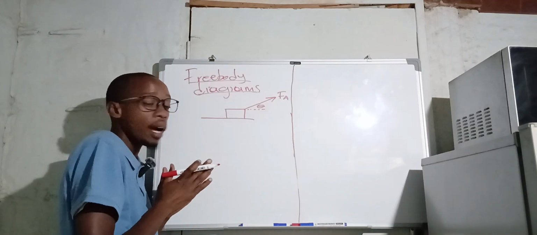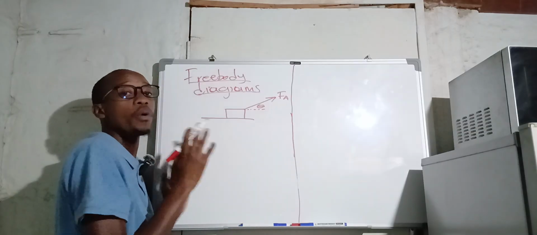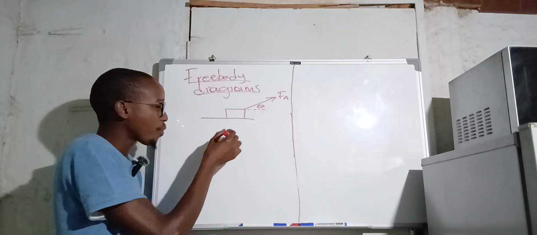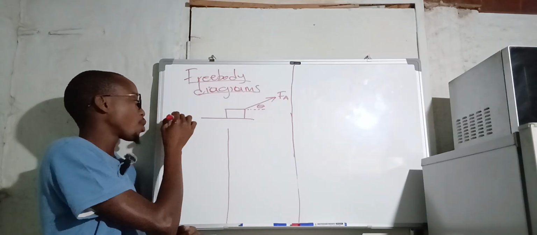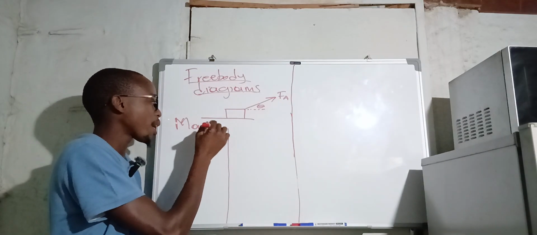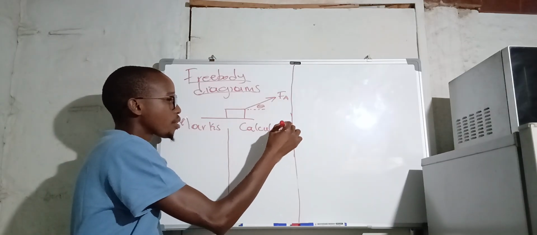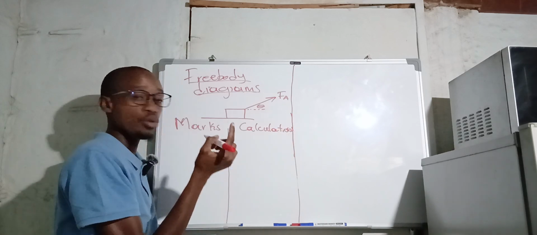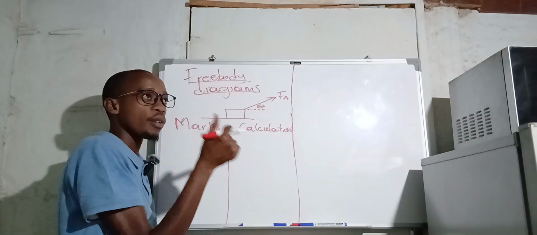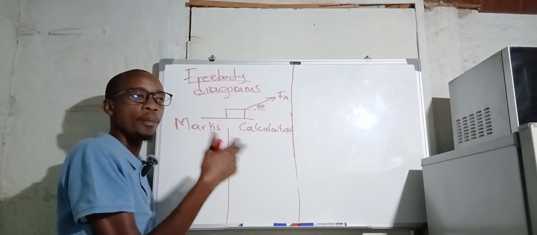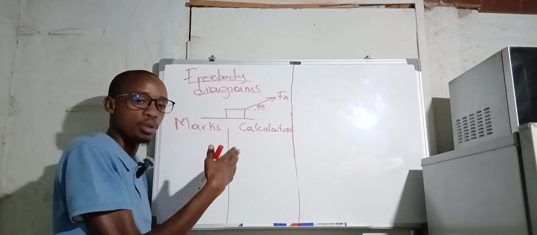Now, the question will come and say, draw a free body diagram. So from here onwards, I'm going to show you a free body diagram of calculations and a free body diagram of marks. I'm going to have the free body diagram of marks here, and here, calculations. All the things that I listed prior, the force applied, frictional force, normal force, and weight, are going to apply here exactly also.